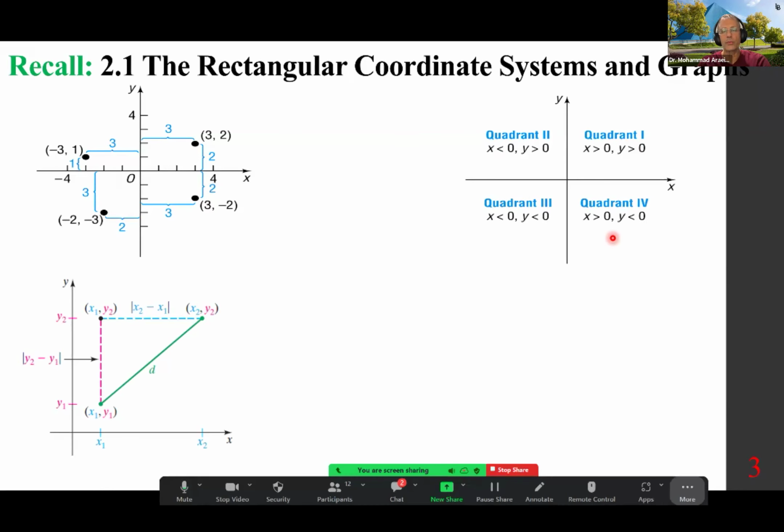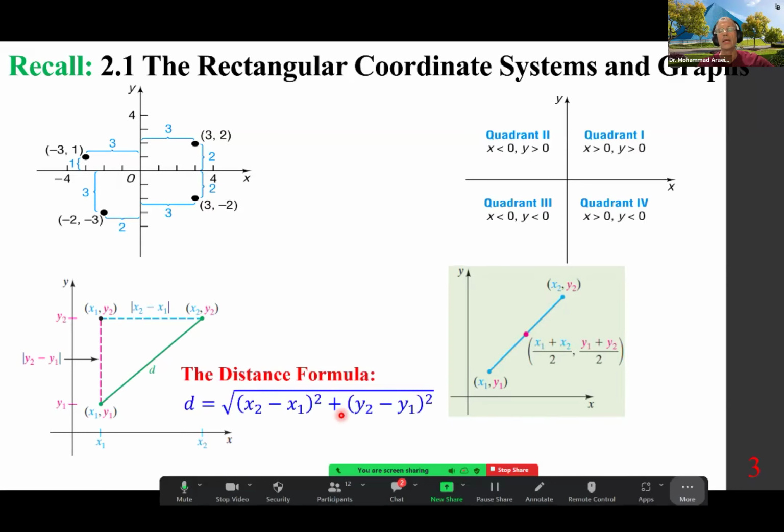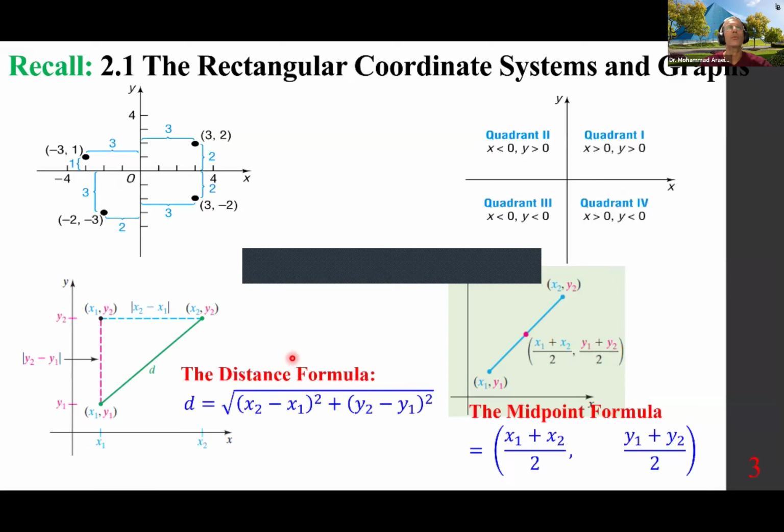We have the distance formula following the Pythagorean theorem. D is the square root of x sub 2 minus x sub 1 quantity squared plus y sub 2 minus y sub 1 quantity squared. And the midpoint, you simply add up the x coordinates divided by 2, add up the y coordinates divided by 2.